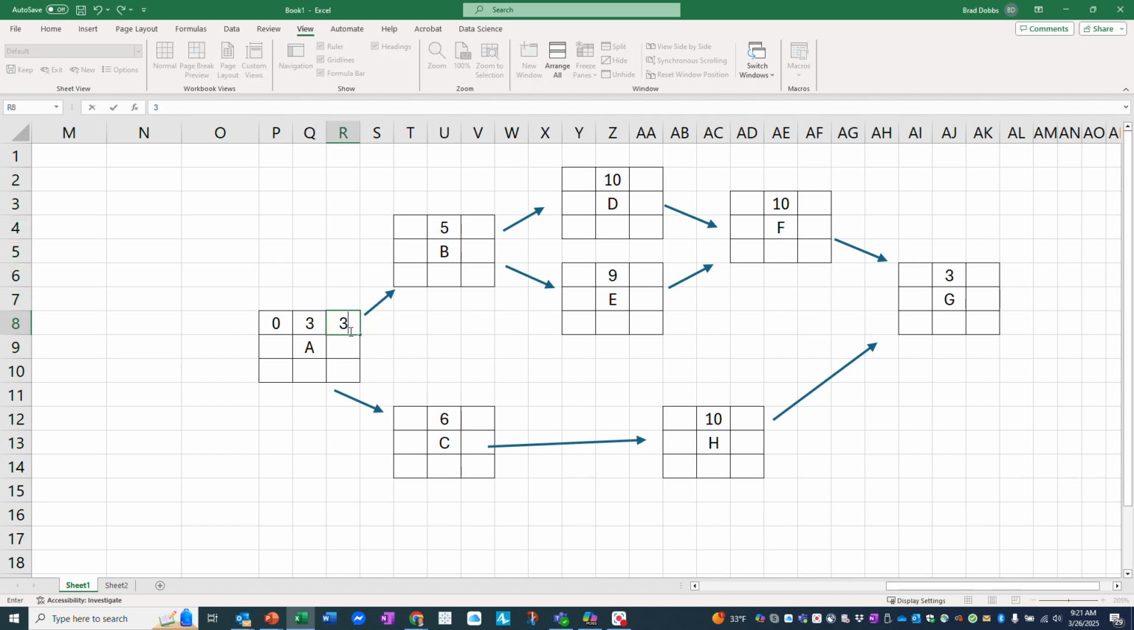0 plus 3 is 3. The 3 moves forward into each of these. 3 plus 5 is 8. 3 plus 6 is 9. The 8 moves forward here. High side, high number.